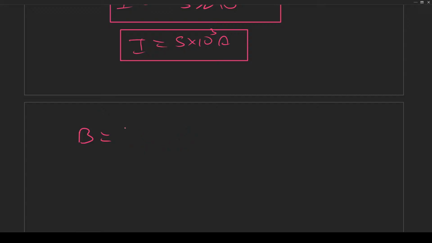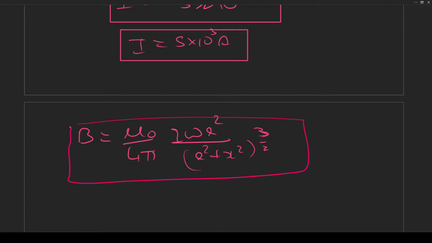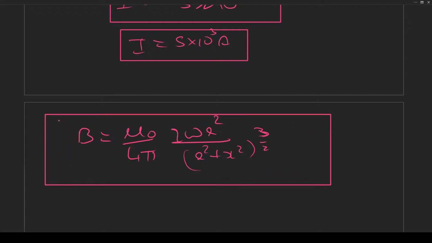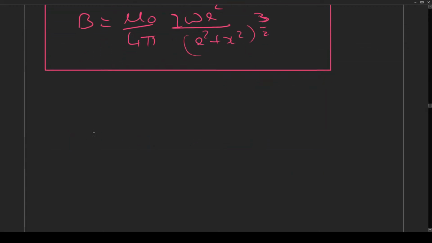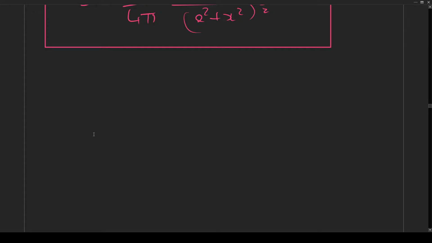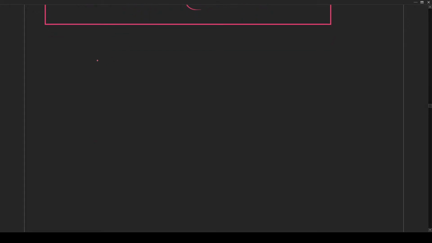That we will get mu naught by 4 pi q omega r square by r square plus x square whole power 3 by 2. This is the equation, and then if we know the r value, we can substitute in this equation. When we solve, we will get the approximate value of magnetic field. Let's go to the next question.